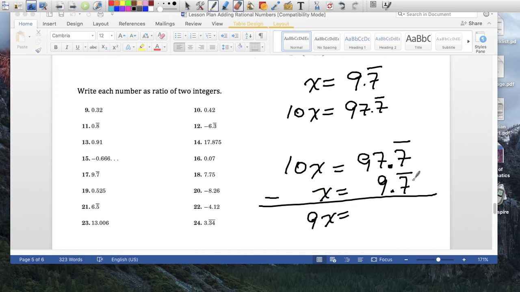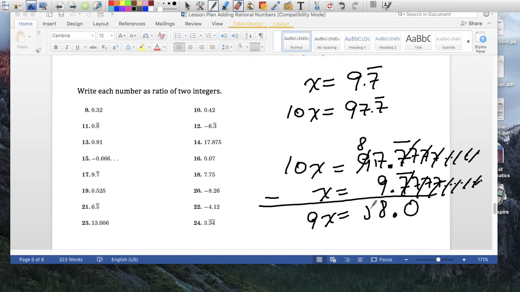If I subtract this, let me just extend this for a second. It's 9.777 forever. This one's also 777 forever. And you can see that they line up nicely. So if I were to subtract, 7 minus 7 is 0, 0, 0, 0. So all this on the right side of the decimal would go away because it becomes 0. Decimal comes down. I need to do a little borrowing. This becomes an 8. That becomes 17. 17 minus 9 is 8. And this comes down. So I have 88. I'm even going to erase this, so I don't need it.